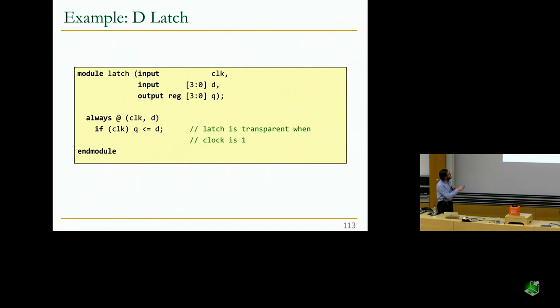Basically, always, whenever clock changes, and whenever D changes, you get this, basically. If clock is high, Q gets D. So latch is essentially transparent, if you will, when the clock is one. And this happens always at a clock or D signal, right? So that's the transparent latch. You could have a latch in Verilog also.